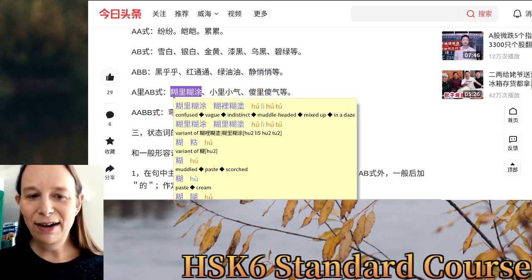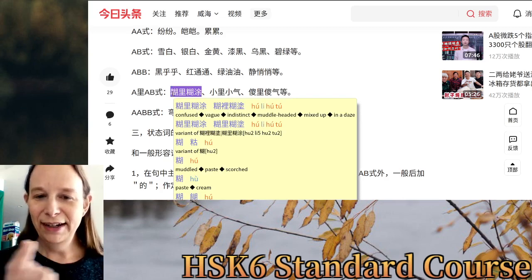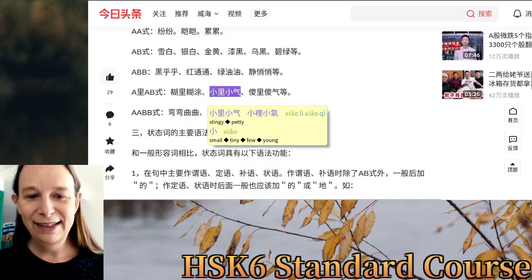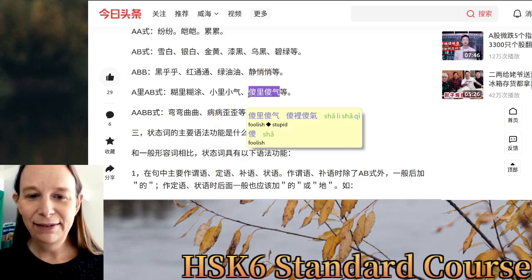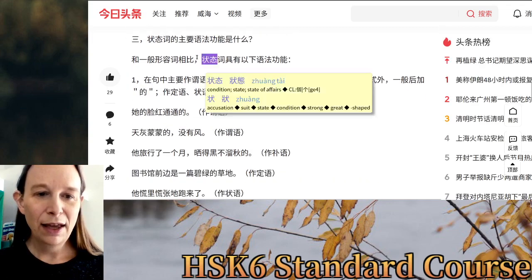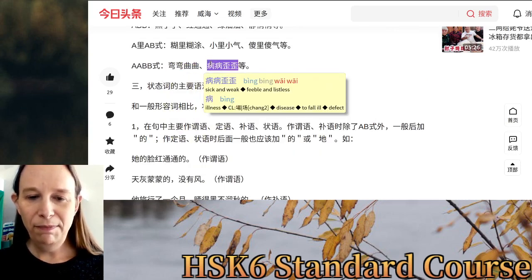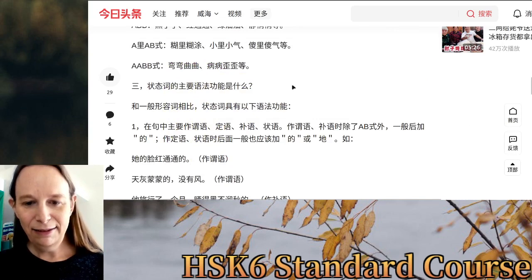There's this kind of grammar structure. 糊里糊涂. So inside your confusion is confusion. Something like that. 糊里糊涂. 小里小气. So in your pettiness is even more pettiness. 傻里傻气. In your stupidity is even more stupidity. 弯弯曲曲. 病病歪歪. Okay. Yeah. So there's quite a few things like that.